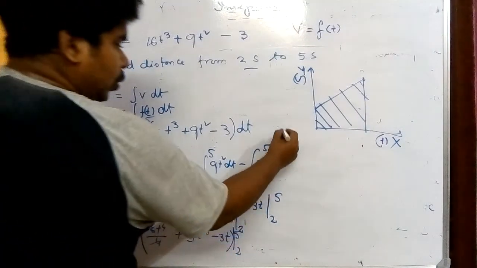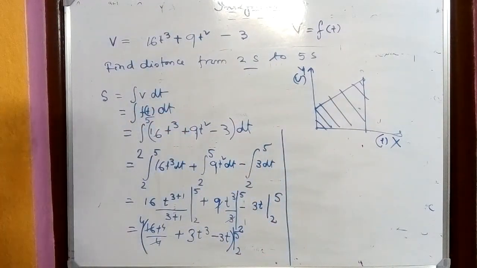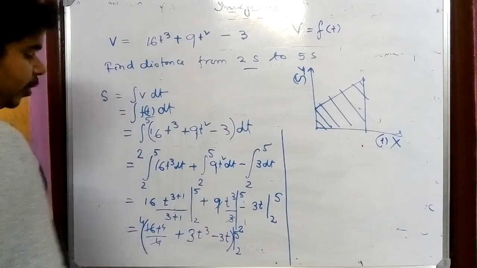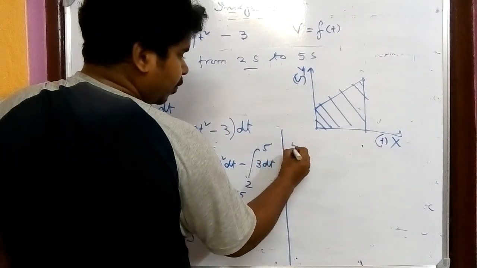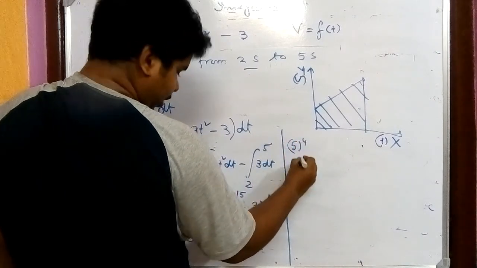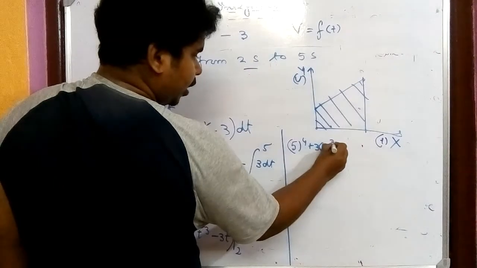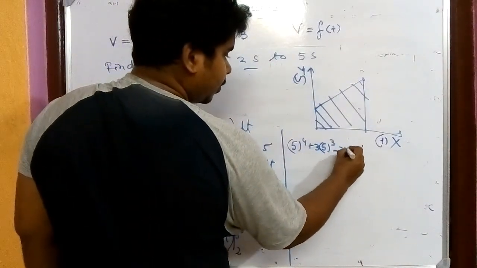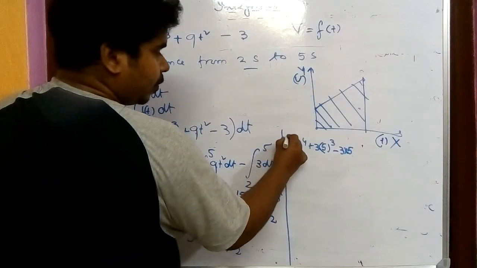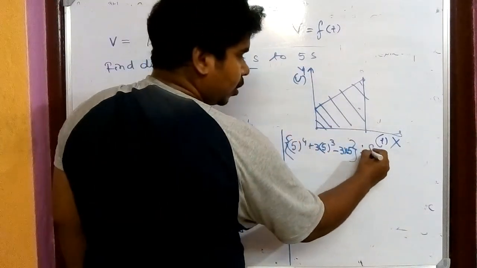Now we have to do upper limit minus lower limit. Upper limit means we have to put the upper value. So in the first part it is t to the power 4, so it should be 5 to the power 4 plus 3 into 5 to the power 3 minus 3 into 5. Okay, so that is the first part, that is the upper limit.